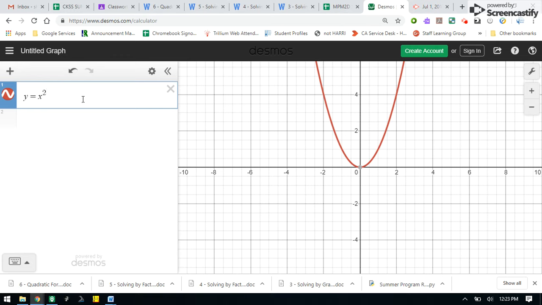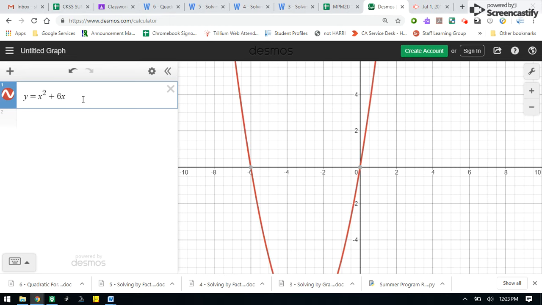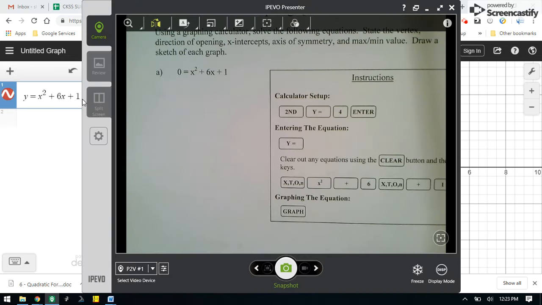So x squared, and then notice how I hit a direction key so I can get out of the exponent. My cursor goes in the exponent, out, in, out. So I want it out of the exponent, and I'm going to say plus 6x plus 1. So notice it's the same as the formula here, except instead of 0 equals, I've got y equals. And then we just find what 0 equals.